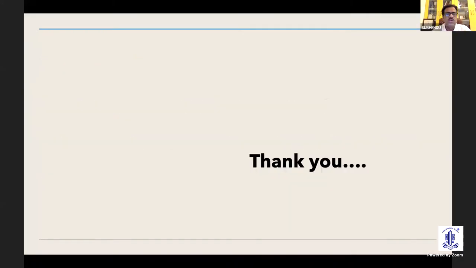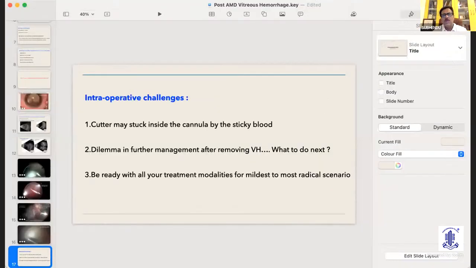These are all complex cases with the worst prognosis. So you should be ready with all your treatment modalities, from the mildest to the most radical scenario. Thank you.